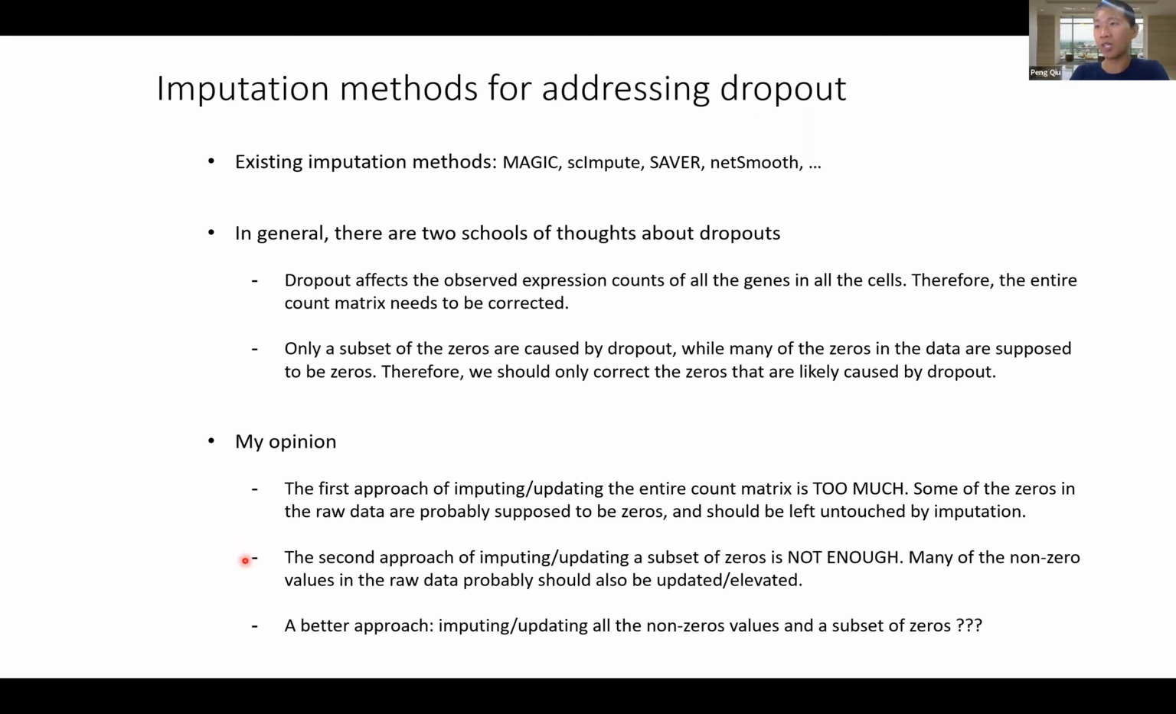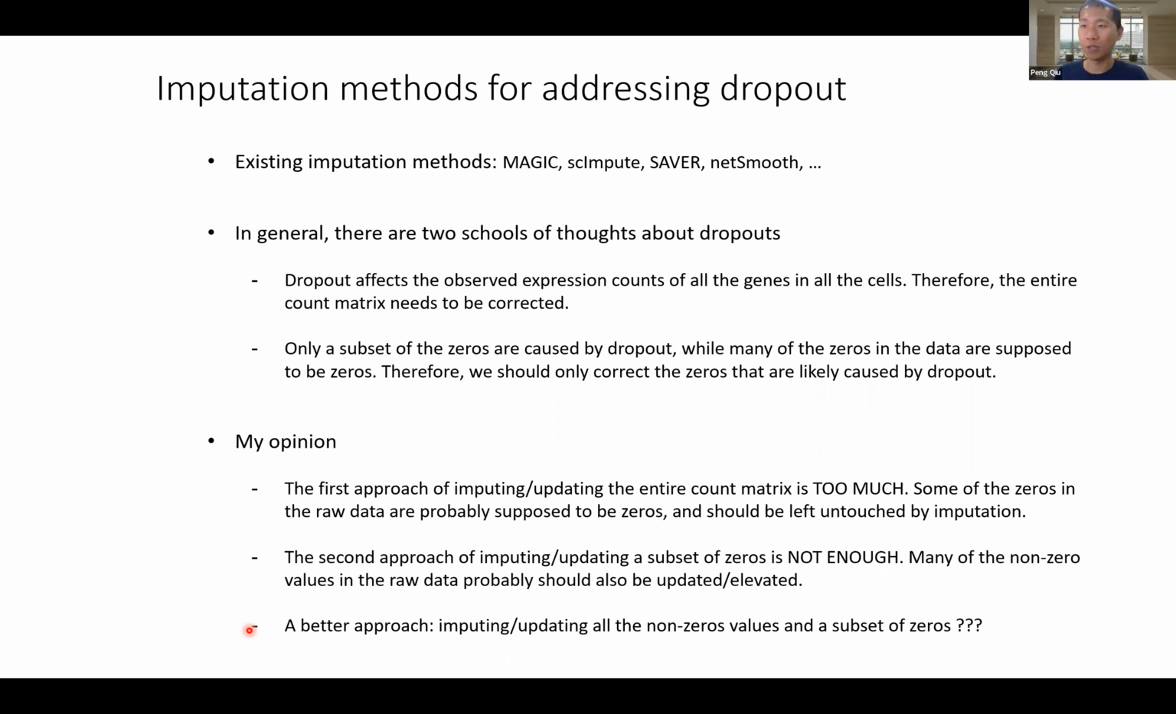At the same time, the second approach of imputing and updating only a subset of zeros may not be enough, because many of those non-zero values, due to insufficient capturing, probably should correspond to large numbers if the library preparation, the whole process, had better efficiency. Therefore, combining these two thoughts, I think a better approach for imputation should be that we elevate all the non-zero values, and for the zero values, we only impute a subset of the zeros that are supposed to be artifacts.